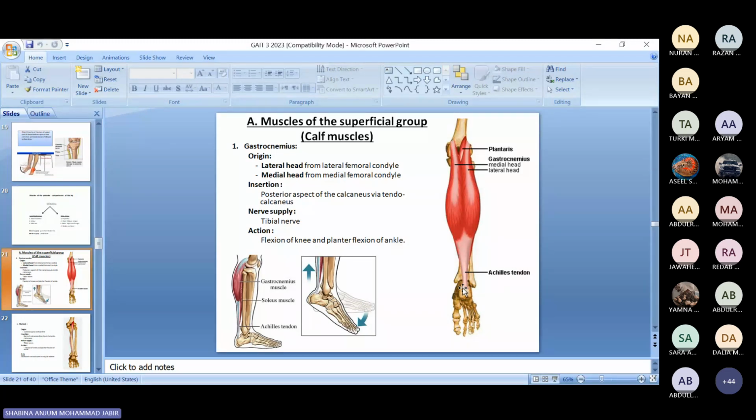What action will be performed by this? Flexion of the knee and plantar flexion of the ankle. Because it crosses both joints, it will have action on both joints.